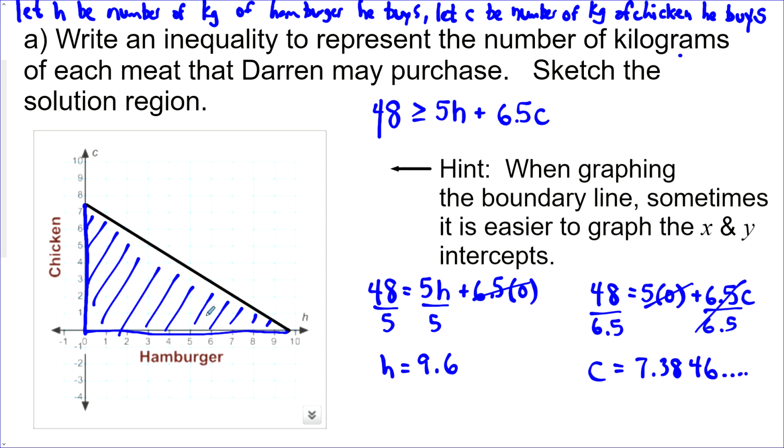And this kind of makes sense. I mean, the solution area couldn't be up here. That would include infinitely great kilograms of hamburger, so 1,000 kilograms of hamburger. That doesn't make sense for $48. Or 1 million or 1 billion kilograms. It would also be out here in this region. So that doesn't make sense. It makes sense that you can only buy a limited amount here.